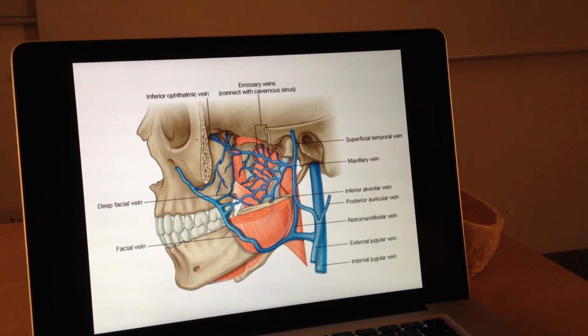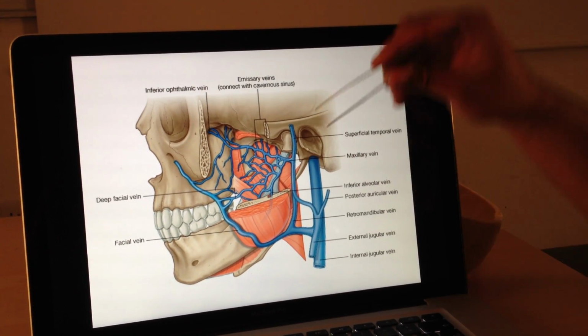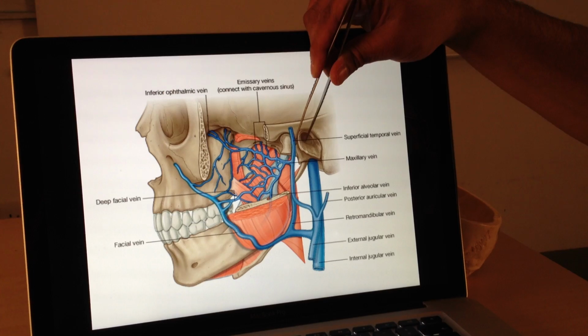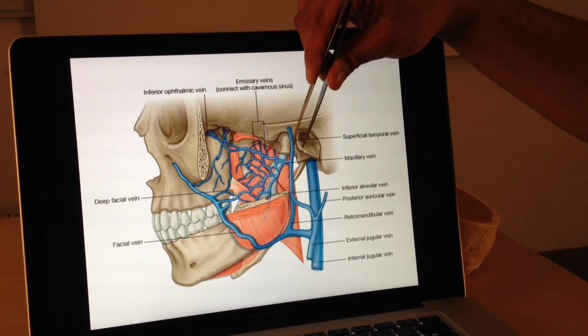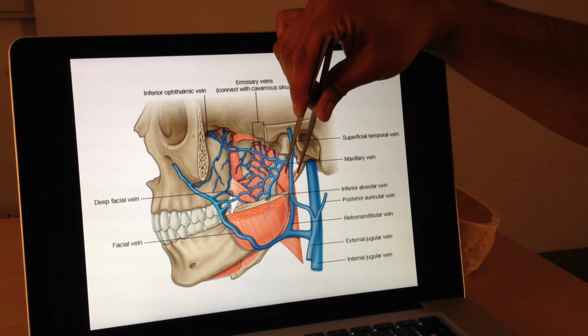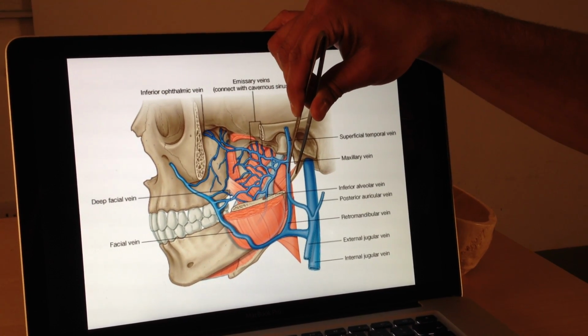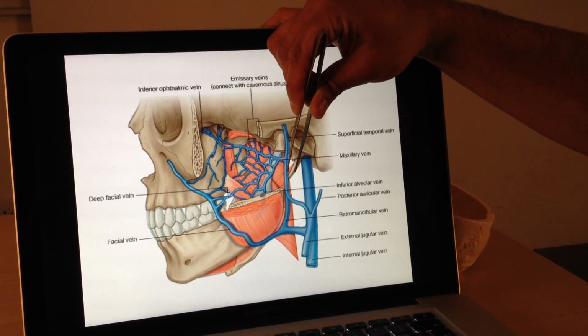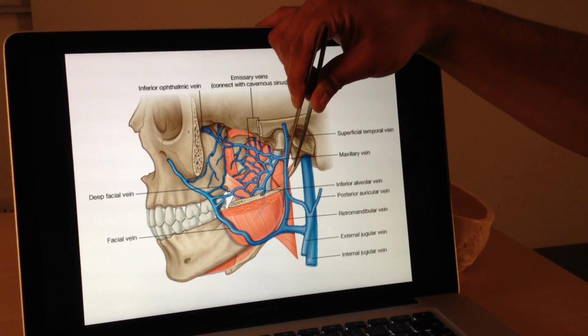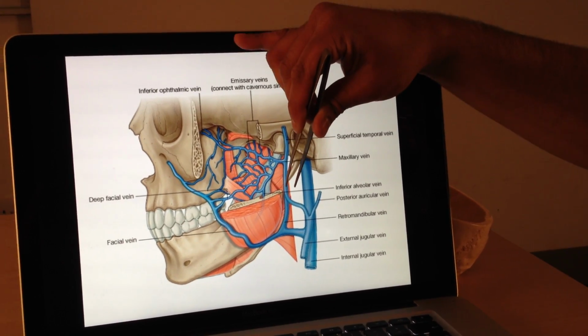Now that maxillary vein meets with the superficial temporal vein. You remember the superficial temporal artery? We've got the superficial temporal vein, and the two of these together head behind the mandible, and therefore they're called the retromandibular vein when they join together. So it's the retromandibular vein. That stays there.